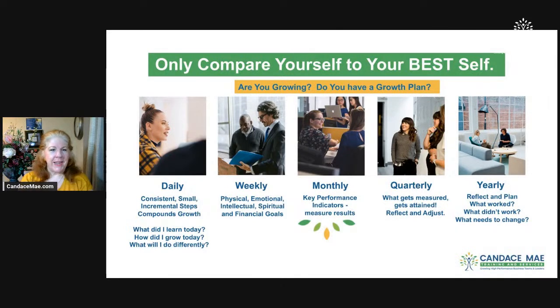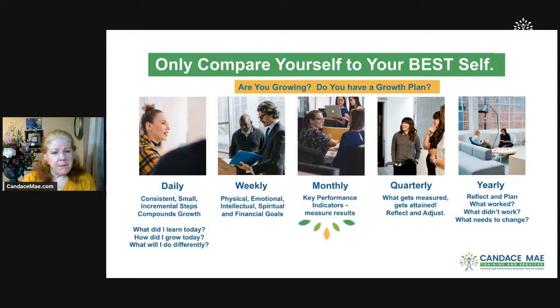We all have a bad day here or there. We don't want to look at ourselves on a bad day. We want to compare ourselves to our best self. And how do you become your best self? You work on growth, and growth takes time. Do you have a growth plan? There's things you can do daily, weekly, monthly, quarterly, and yearly to help you grow, to help you stay in your best self and become your best self.